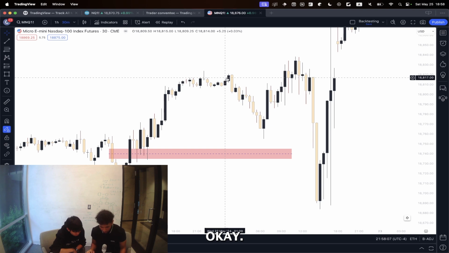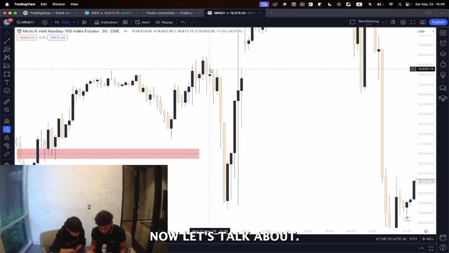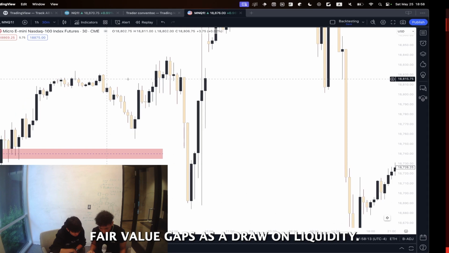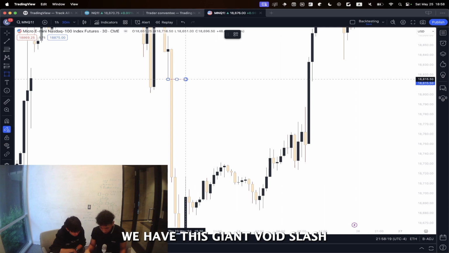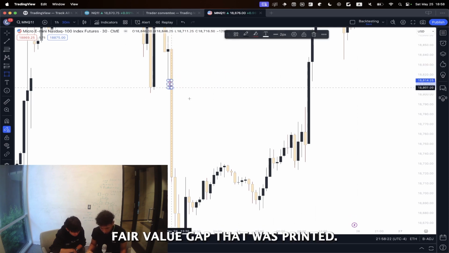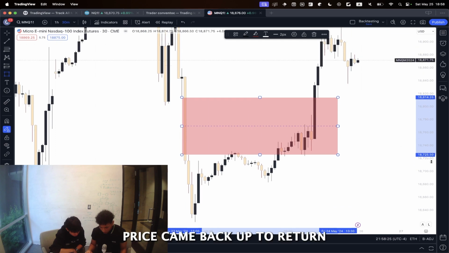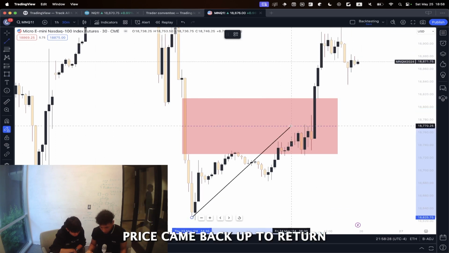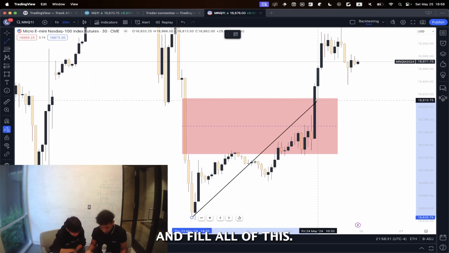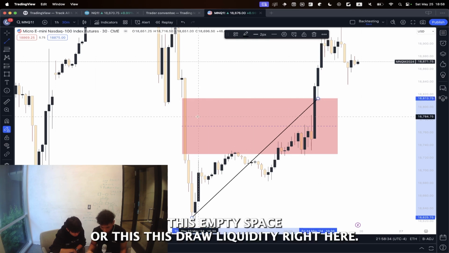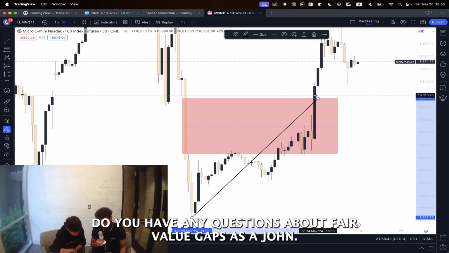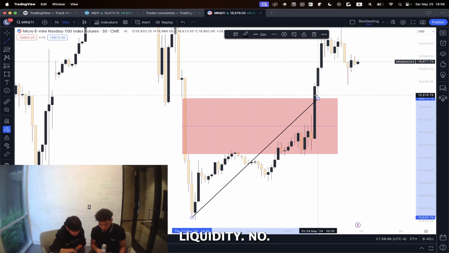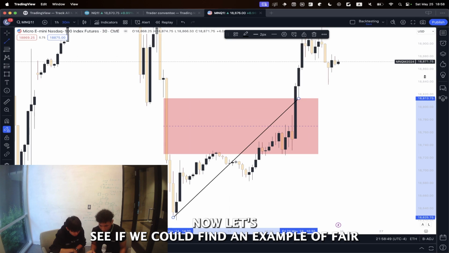Nope. Okay, now let's talk about fair value gaps as a draw on liquidity. So you see here, we have this giant void slash fair value gap that was printed. Price came back up to return and fill all of this empty space, or this draw on liquidity right here. It came back and it filled this liquidity and returned to fair value. Do you have any questions about fair value gaps as a draw on liquidity? Nope. Now let's see if we could find an example of fair value gaps as an IOFED.